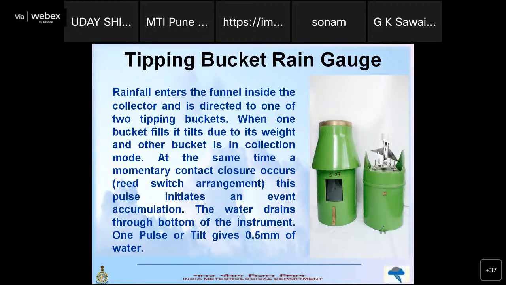0.5 mm of water is nothing but 15.7 cc of water. 15.7 cc means cubic centimeter volume of water, exactly. If you pour that in the bucket, it will tilt down. So calibration is also required for this tipping bucket. You have to pour exactly 15.7 cc of water to calibrate the instrument. So this is the electronic way to measure the rainfall automatically.